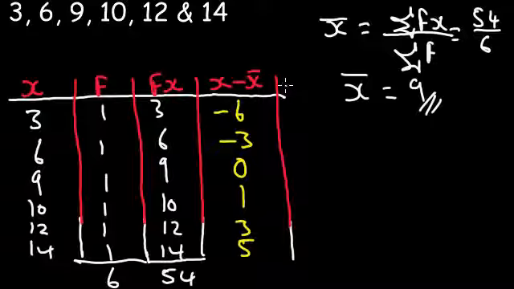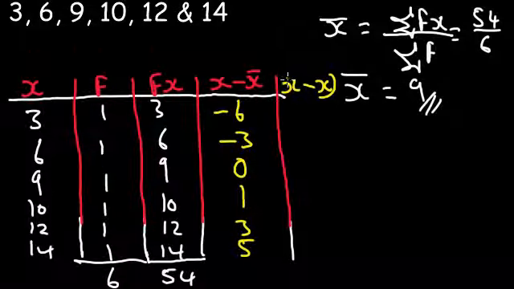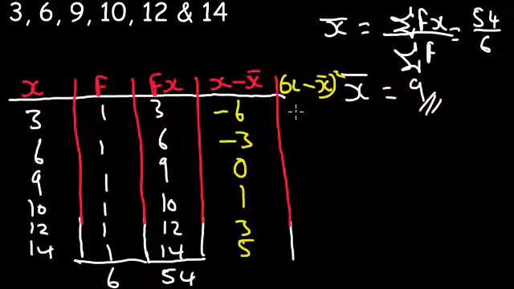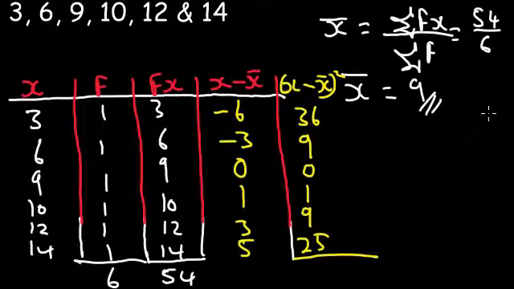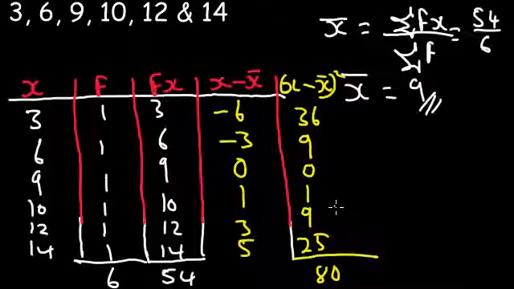The goal at this point is to find x minus x bar all squared. We need that. Understand? So negative 6 squared gives us 36. Negative 3 squared gives us 9. 0 squared is 0. 1 squared is 1. 3 squared is 9. 5 squared is 25. We need a sum, so we can add that up. So 36 plus 9 plus 1 plus 9 plus 25 gives us 80. Now we have everything we need to find the variance.